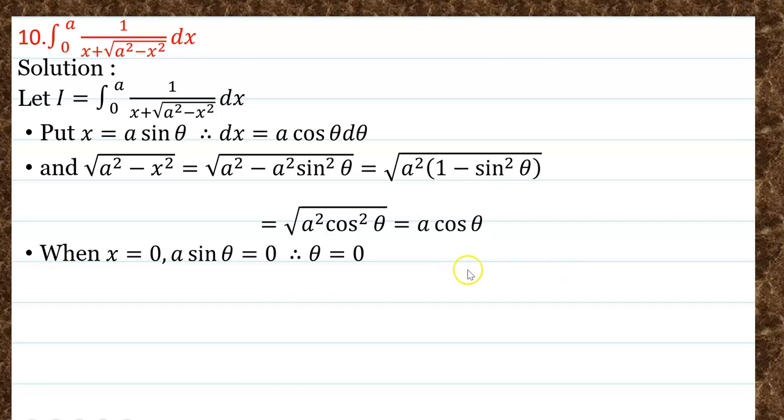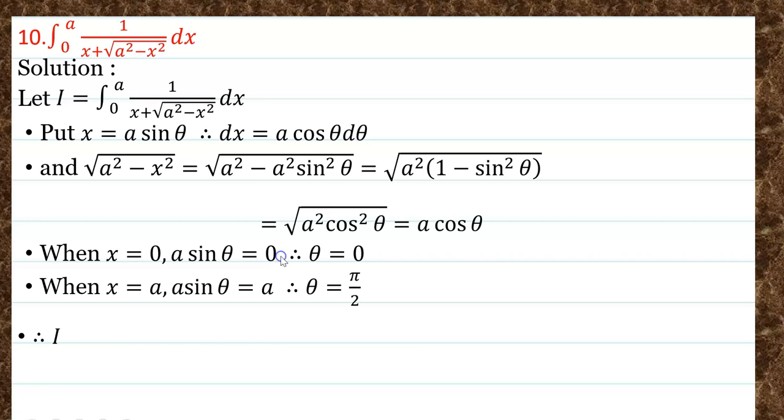Now the limits. When x is equal to 0, we substitute 0 here. a sin theta is equal to 0 and therefore theta is 0. When x is equal to a sin theta is equal to a, therefore sin theta is 1. But when it is 1, theta is pi by 2. Sin 90 is 1. Therefore theta is equal to pi by 2. Cancelling a, sin theta is equal to 1. Therefore, lower limit is 0, upper limit is pi by 2.